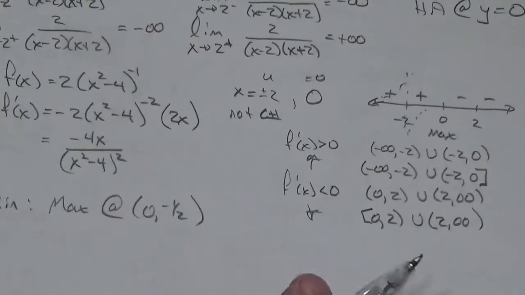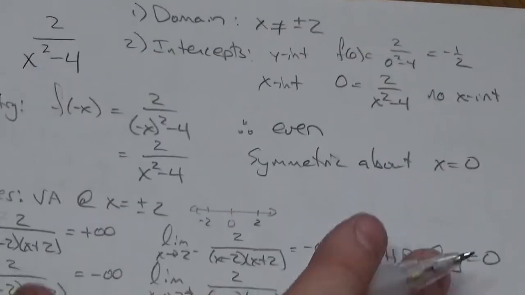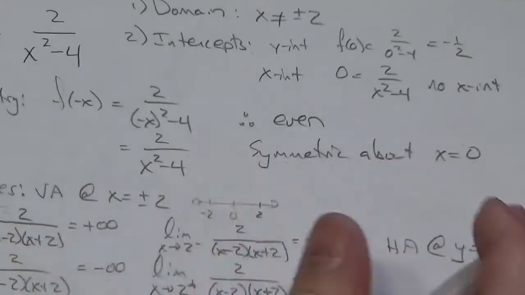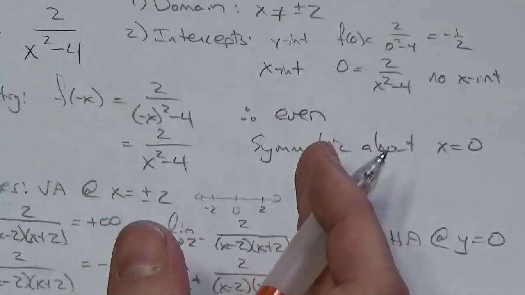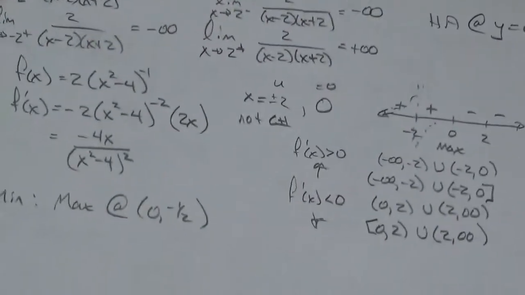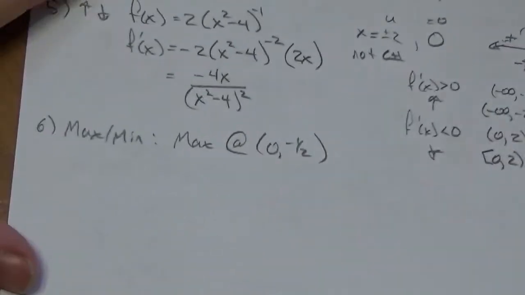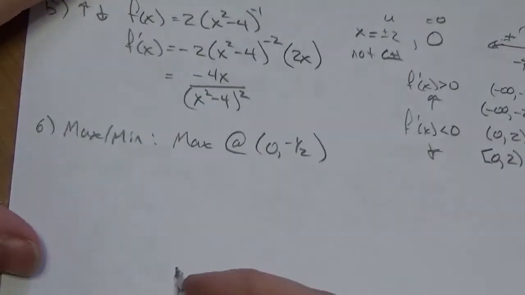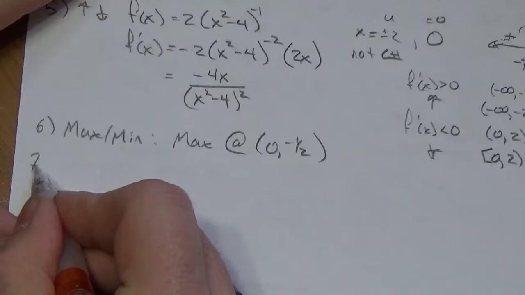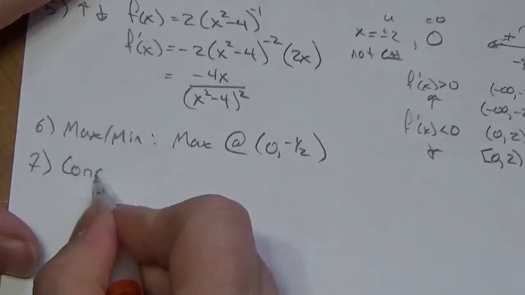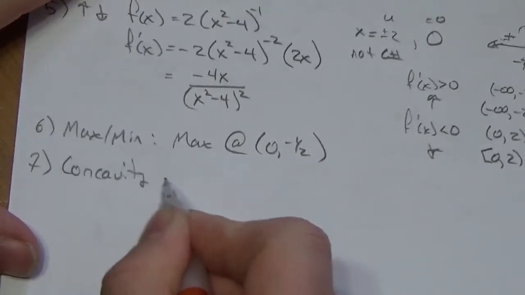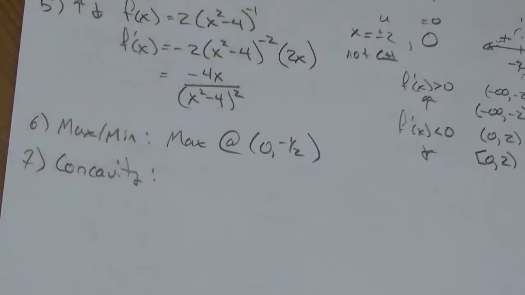Now, and actually that is consistent with the symmetry that we've got here as well. We know that's symmetric about the y-axis, so it actually makes sense that my max would be right on the y-axis there, because I've only got the 1. All right, 7. Now we're going to look at concavity, which means we're taking that derivative again.